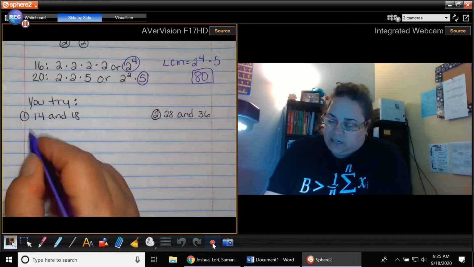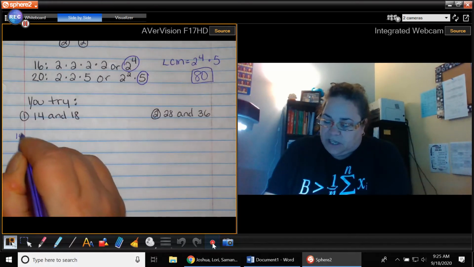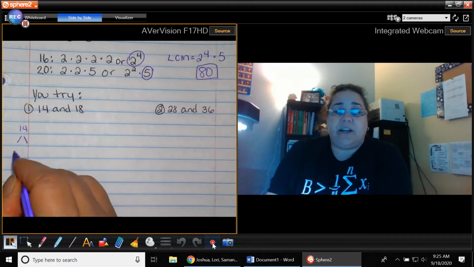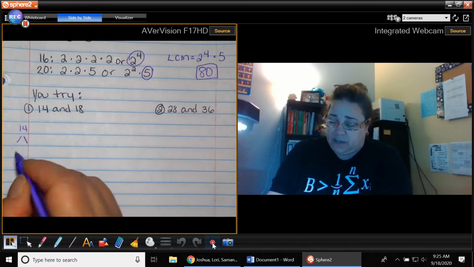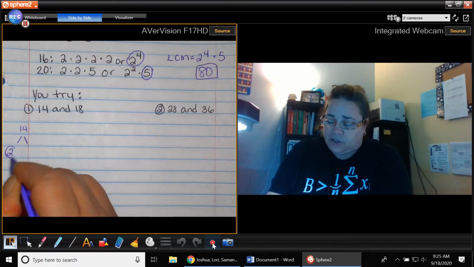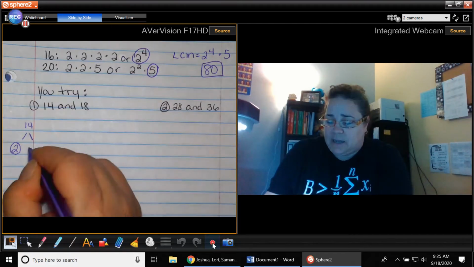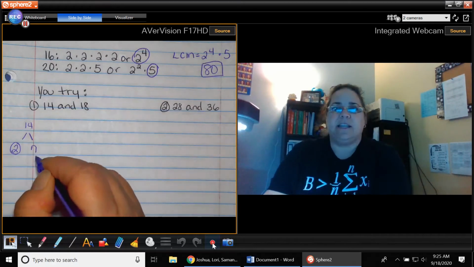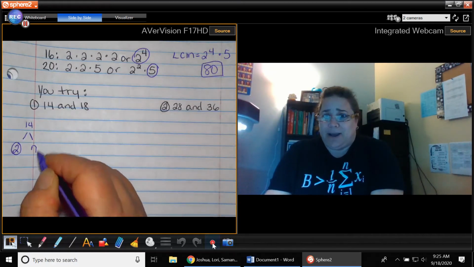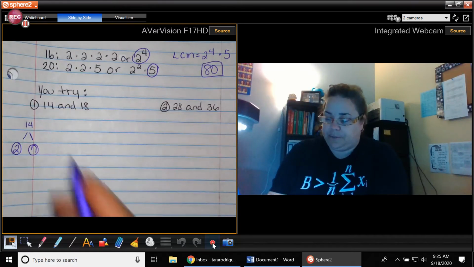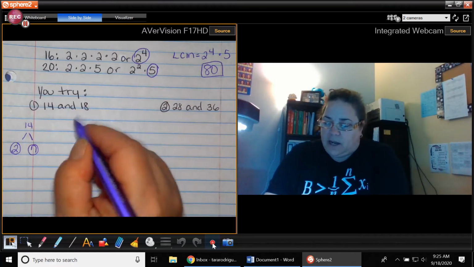So 14, we're going to do the prime factorization for 14 right here. 14, I know that 2 is a factor of 14. So I've got 2. And 2 multiplies times 7 to get 14. And guess what, guys? 7 is a prime number, so I circle it and I'm done. 14, done. All right, now I'm going to do 18.